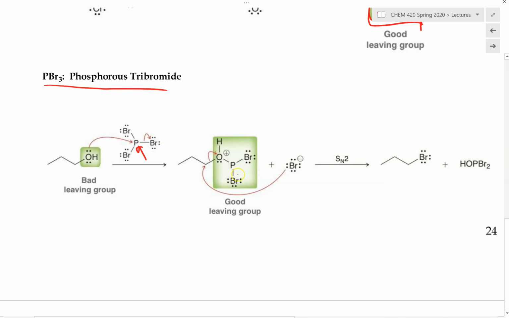And once this has happened, the bromide is now behaving as a good nucleophile, coming in and attacking this carbon and kicking off this entire leaving group, because this has now become a good leaving group. And that's how we can convert this into an alkyl bromide.